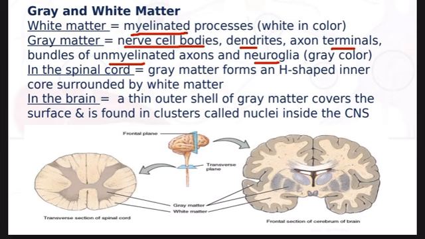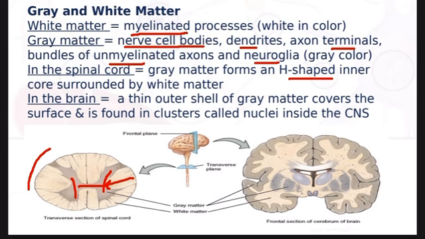Spinal cord. That's a spinal cord here. In the spinal cord, the gray matter forms an H shape, like the letter H, with the inner core surrounded by the white matter. Subhanallah. Why? In the spinal cord you need all of the information to be sent directly to the brain. You need the white matter to be on the outermost surface, because with myelination you need to transfer this information very quickly. Right? That's why, and then it is sent to the brain.